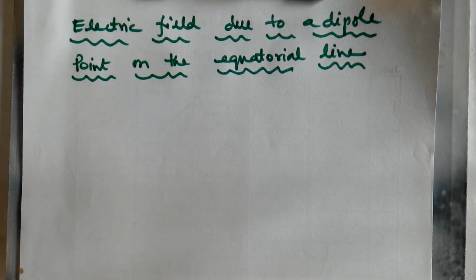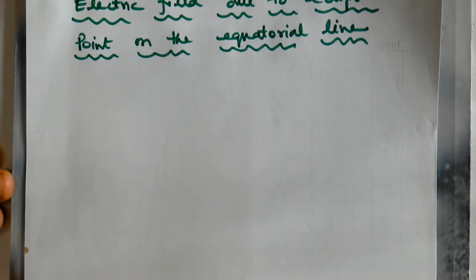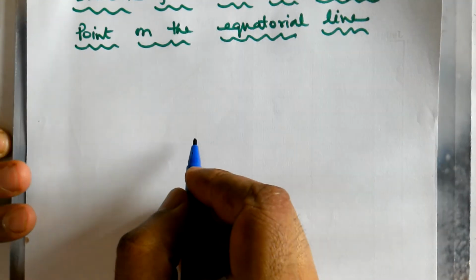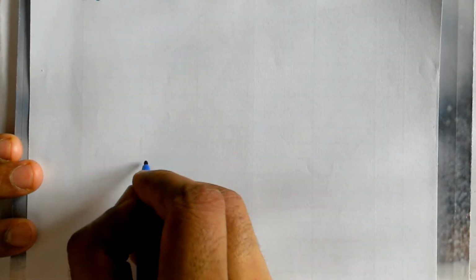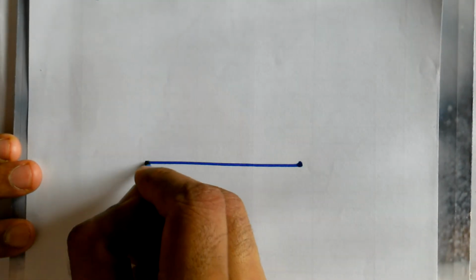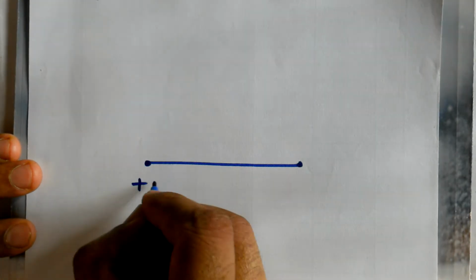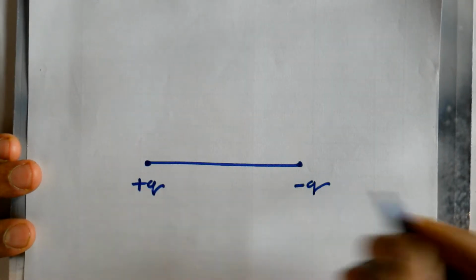Now, let us try to find out the electric field due to a dipole. Let us select the point on the equatorial line. I will take a dipole. You know what is a dipole? Two equal and opposite charges separated by a very small distance. So I will take a dipole and let the positive charge be here and negative charge be here.